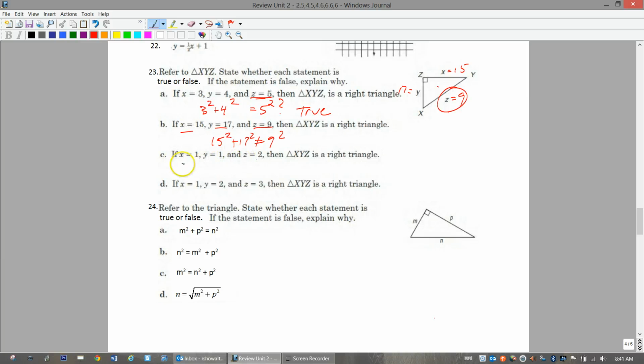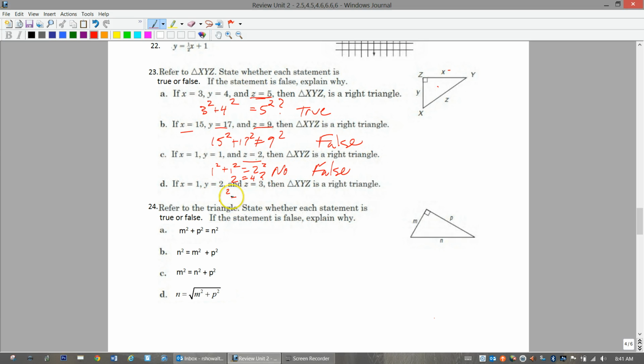Okay, we actually need to check these next ones out, because z is 2. Z is listed as being 2, so then we're going to check these out. So let's see if 1 squared plus 1 squared is equal to 2 squared. Well, that's 1 plus 1, so it's 2. Is that equal to 4? No, so it's false. Now let's go to the next one.